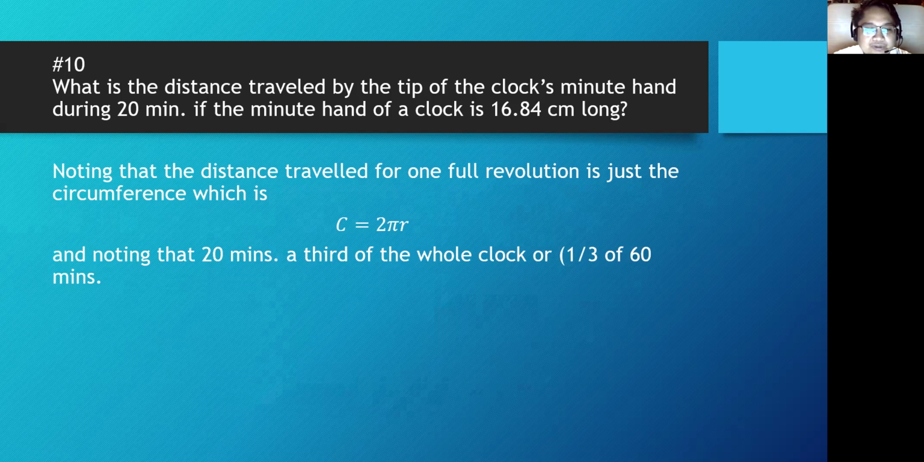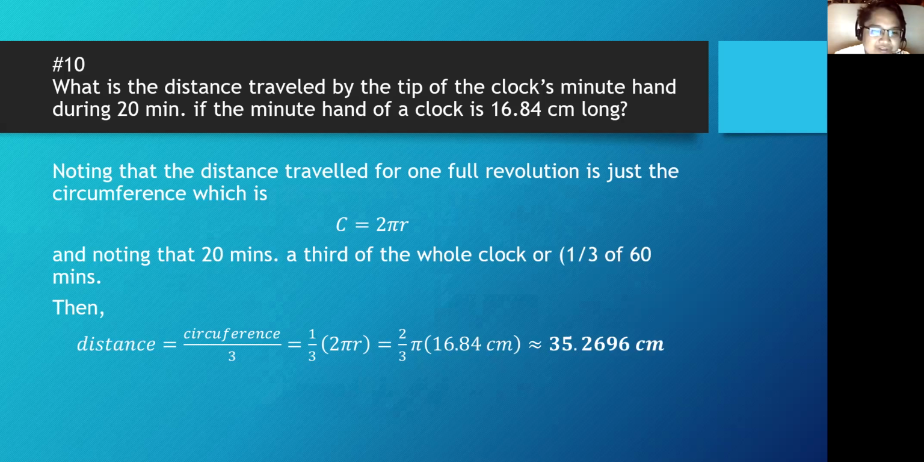And then noting that 20 minutes is 1/3 of a full revolution since one full revolution is 60 minutes. So 20 minutes over 60 minutes, we can get 1/3 of the whole revolution. So from this, we can get the distance, which is the circumference or the full revolution over 3. So it is equal to 1/3 times 2 pi r. Substituting the value of the r, which is 16.84 cm, we can get an approximate distance of 35.2696 cm.